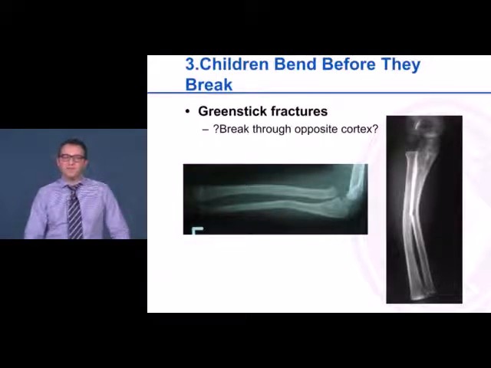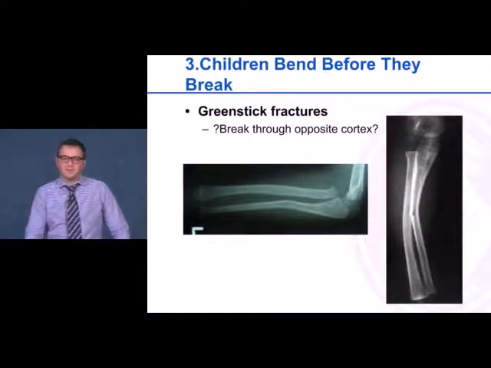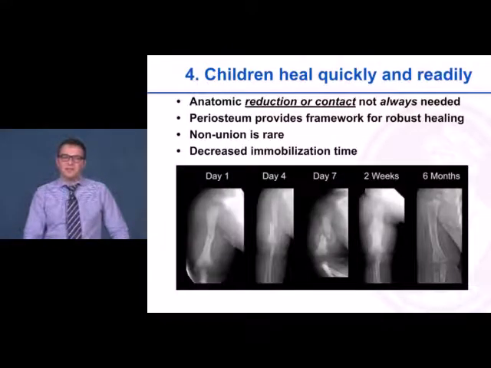The third difference to think about is that a child, when they have an injury, bends before they break, and they get what's called a Greenstick fracture. This seems to be much more common in children under 8, and what happens is the bone breaks before it bends. The fourth difference is that children heal quickly and readily.